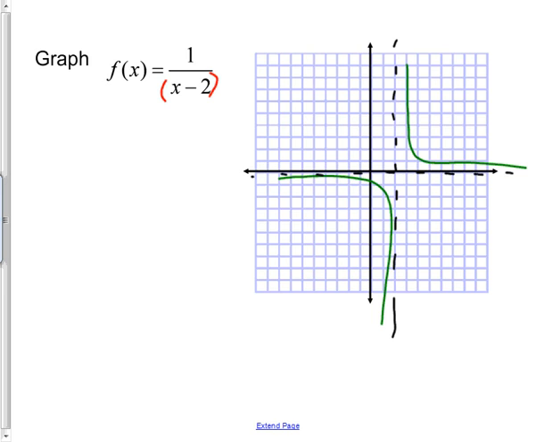Now, why is there an asymptote at 2? See, it's at 2. This is this line right here. Because if I put in a 2, see what happens? I get 1 over 0. And that's where you have a problem.